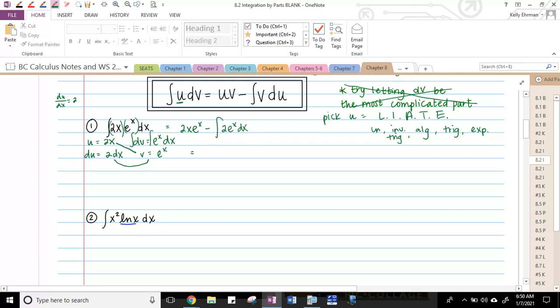So this is one I can do without having to do integration by parts again, because it's just a constant and a single function. So the first term comes down, 2x e to the x minus 2. The integral of e to the x is e to the x. This is an indefinite integral, so when you're finished with everything, that's where you can throw in your plus c.